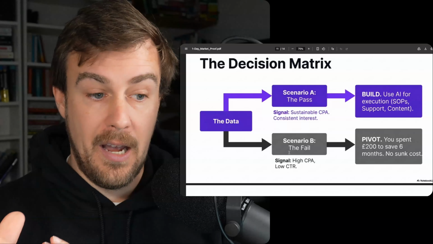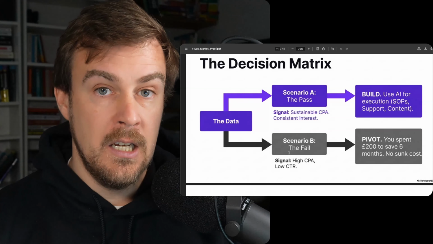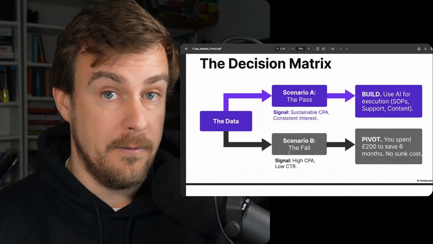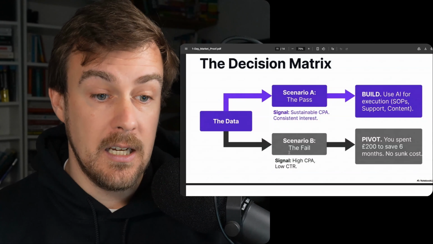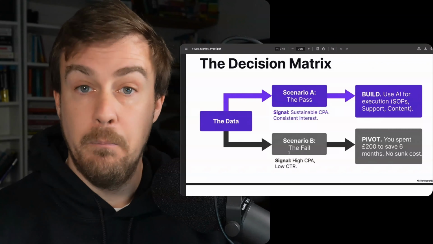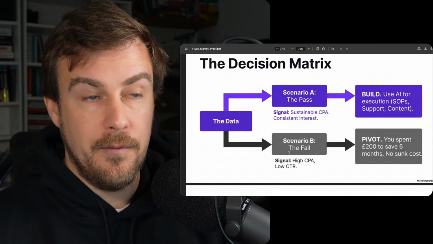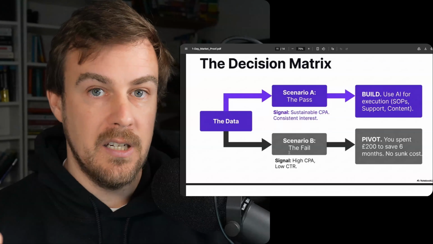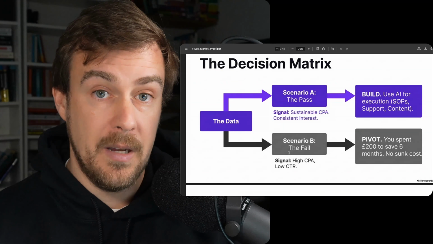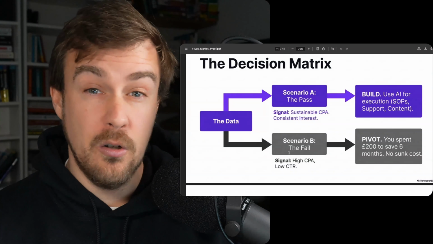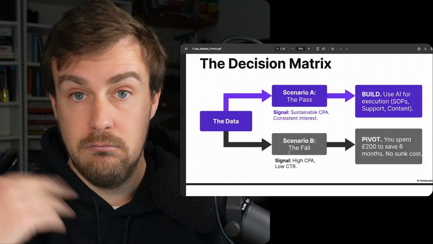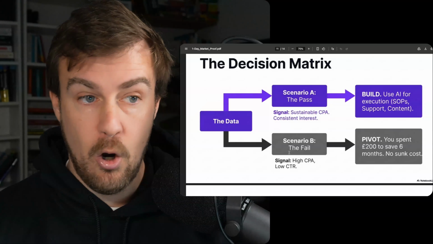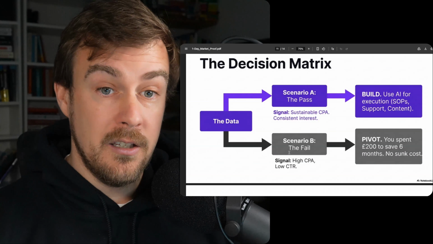So there's a high cost per acquisition. There's a low click-through rate. People don't seem that interested in what you have to offer. So you've spent £150, £200 testing your idea. No one cares. It's fine. You do not have the sunk cost of spending 6 months or 12 months building a product that no one cares about. Instead, you spent 200 quid and an afternoon building some sales pages and some ads. Nobody cares about it. You kill it, you move on. No harm, no foul.